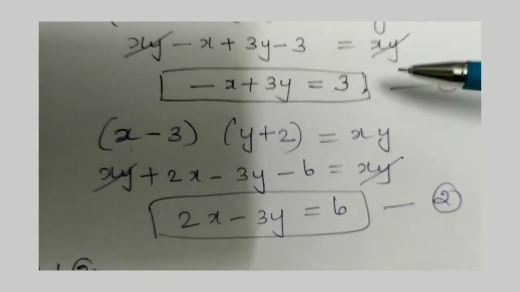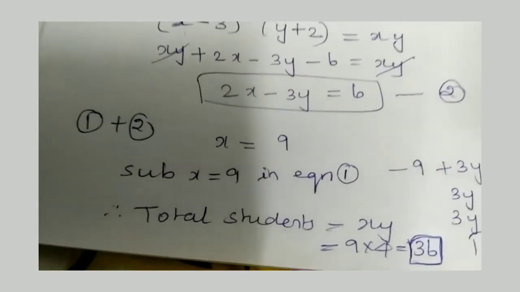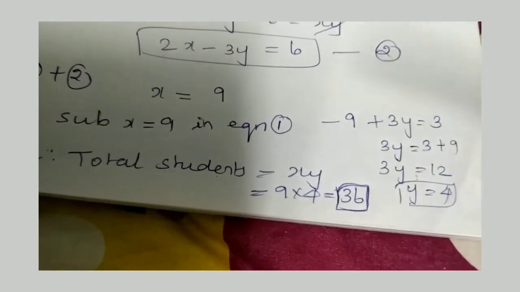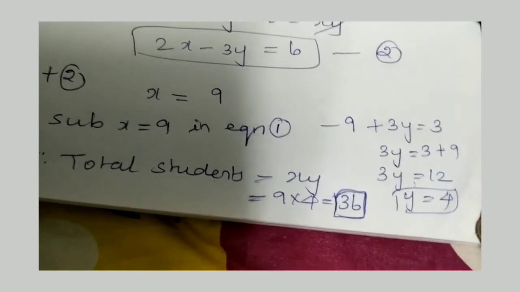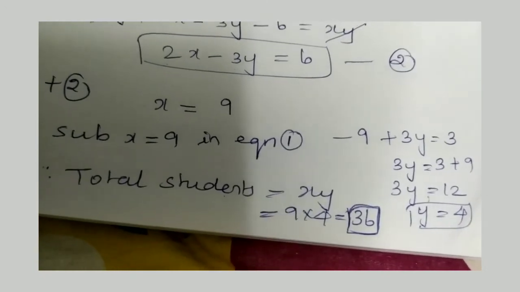If you solve equation 1 and equation 2, you will get the values of x and y. Here in the sum, the value of x is 9 and the value of y is 4. Therefore, the total students in the class is 36.